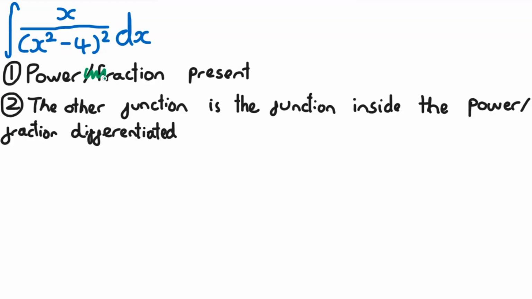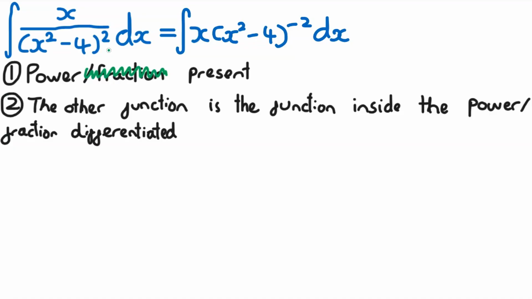What we're going to say is that a power is present, not a fraction. And the reason is because of this power of 2 here. This is a fraction, but if you try and do it in the way that we've done the past two that were fractions, and we try and do the natural log of the denominator, it won't work because of this power of 2 here. What we need to do instead is we need to rewrite this as the integral of x and then x squared minus 4 to the power of minus 2.